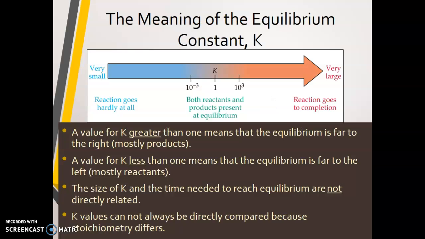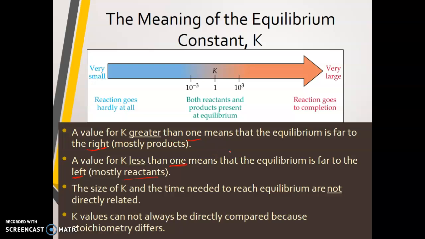So the meaning of the equilibrium constant. We're going to continue to talk about this. But a value of K that is greater than 1 means that the equilibrium is far to the right. So this is going to form mostly products. Anytime you see a very large K, the reaction is going to completion, and it has more products than reactants. A value of K that is less than 1 means the equilibrium is far to the left and mostly reactants. So the reaction is hardly going at all.